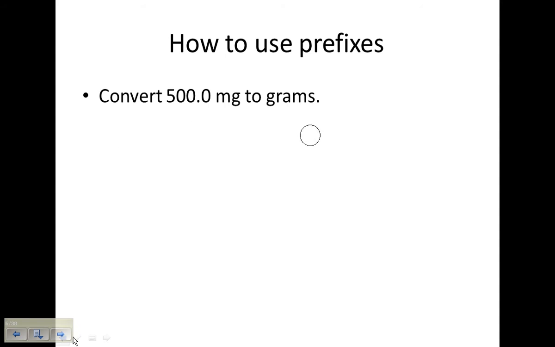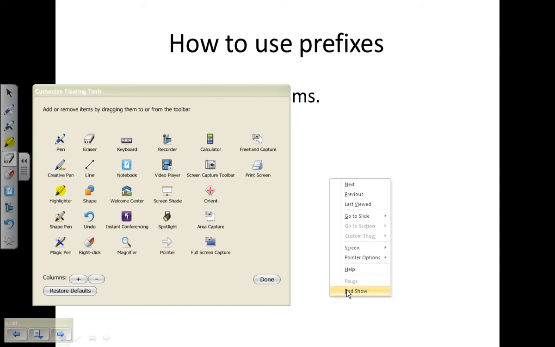I've got to fix my pen. Let's see, I'm going to pause for a minute. I'll be right back.